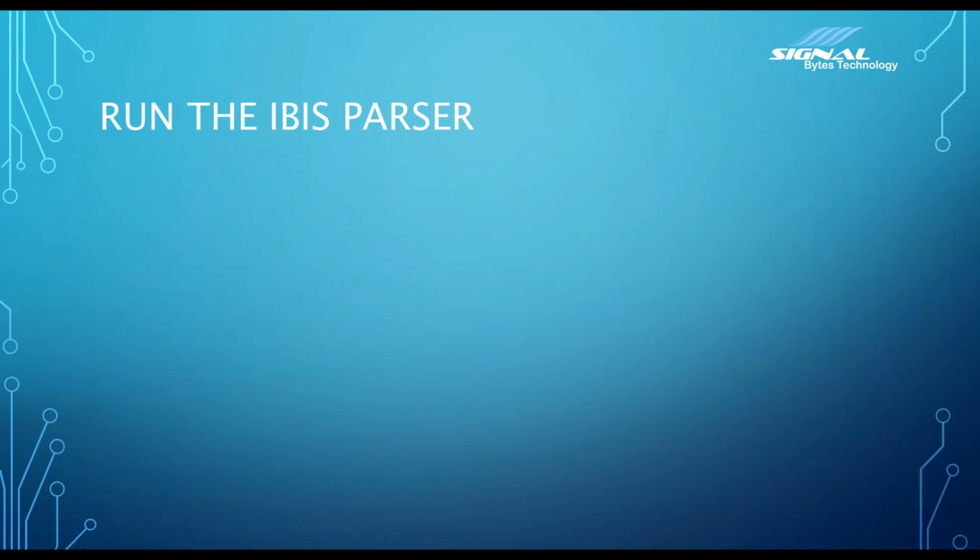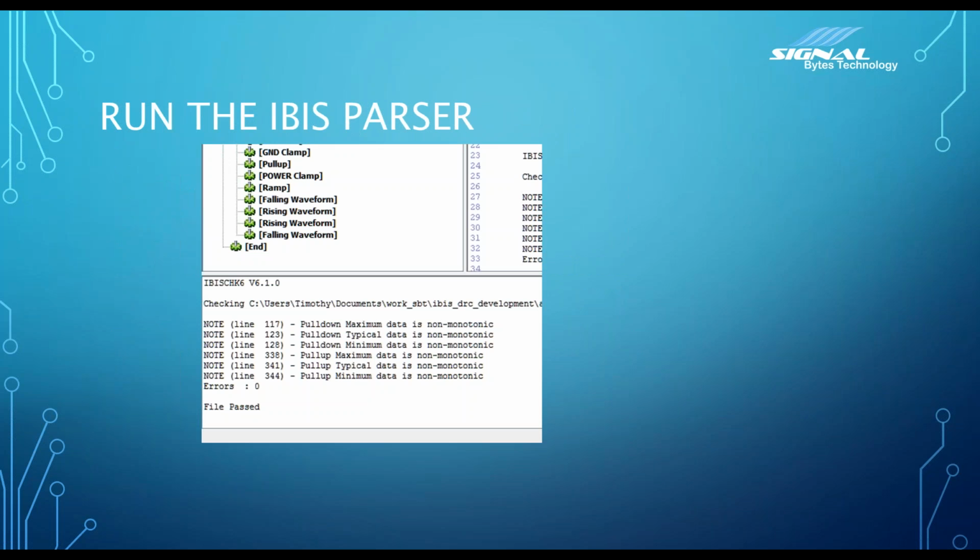So what I'm going to do is run through this flow and show you how I do it in the IBIS DRC tool, and give you some ideas of how else to do it in general. The first one is running an IBIS parser. Now again, you can run this within your EDA tool or you can run it standalone.